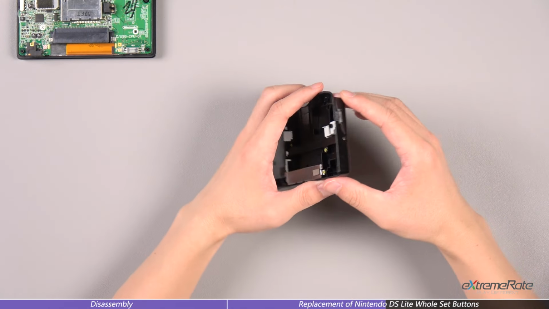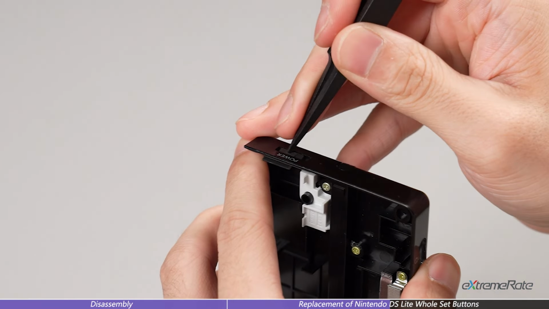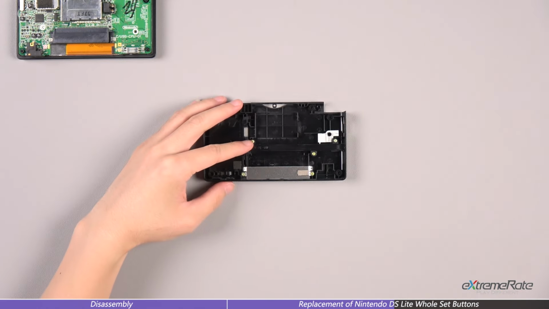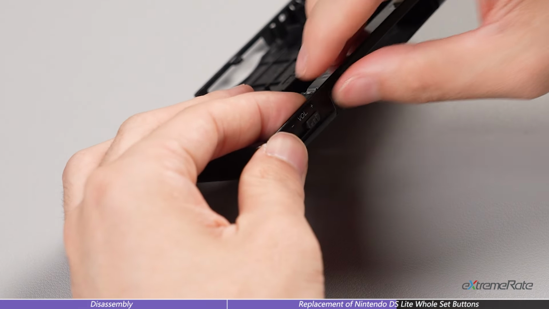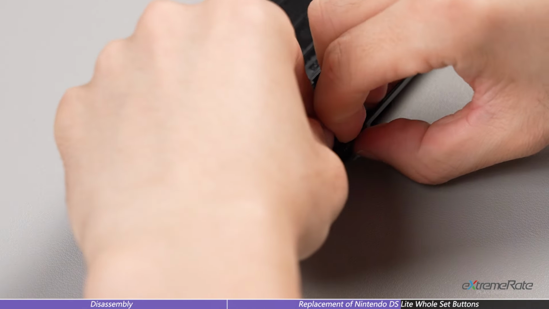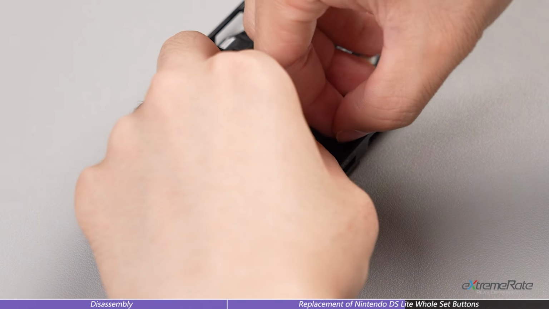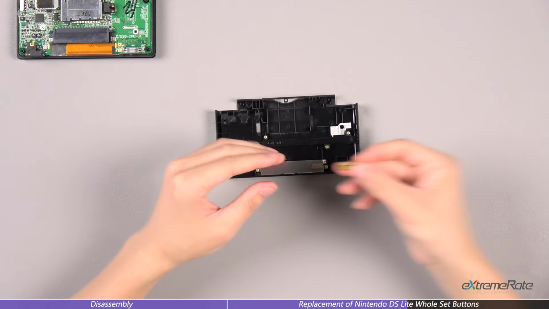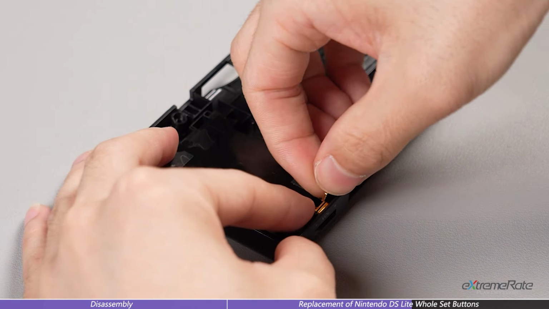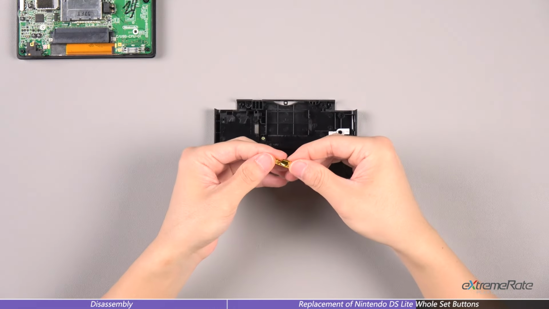Then remove the power switch on the side, and remove the volume slider. Then install the volume slider in the kit, and the power switch.